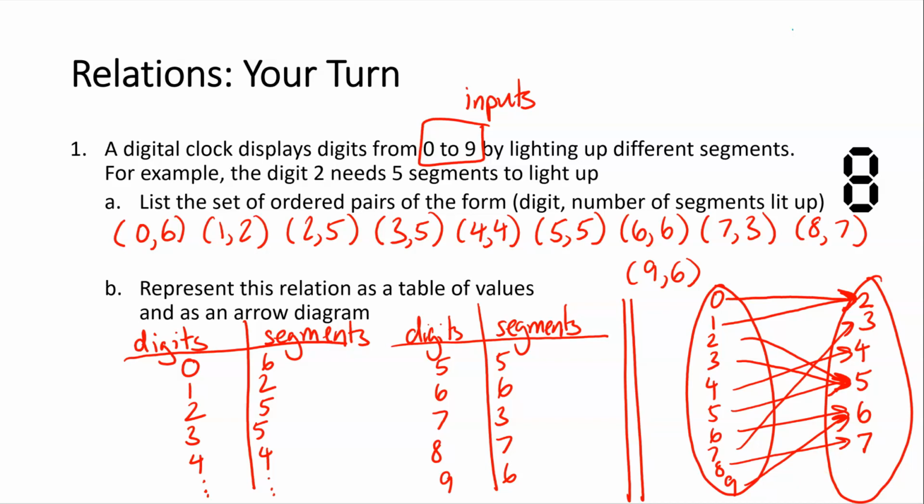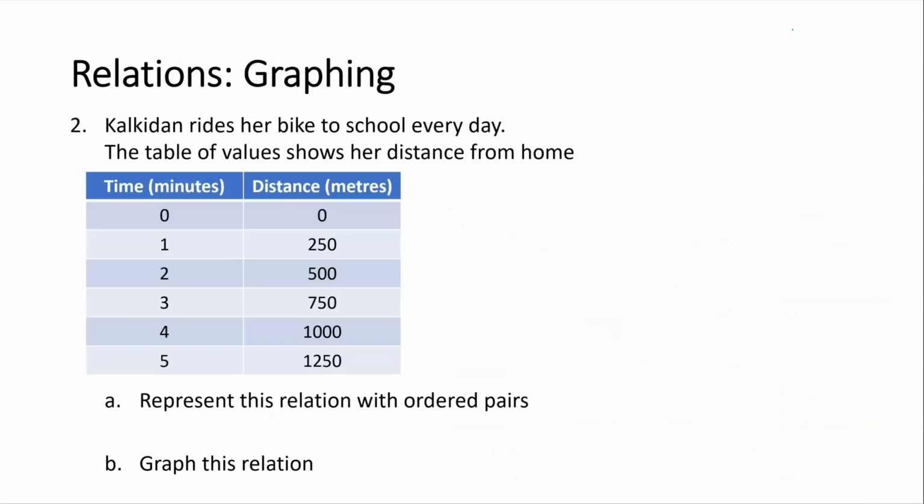Now, a major way we're going to show relations is by graphing. So let's take a look at that. In this situation, we have Kalkadan. She rides her bike to school every day. The table of values is going to show her distance from home. So when she first leaves her house, she hasn't yet left her house, she's about to leave. When the time is 0 minutes on the stopwatch, she has traveled nowhere yet.